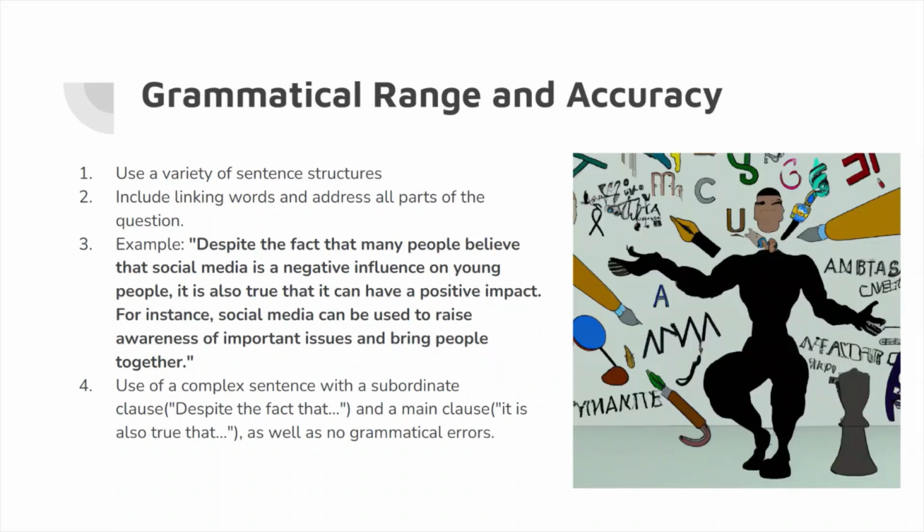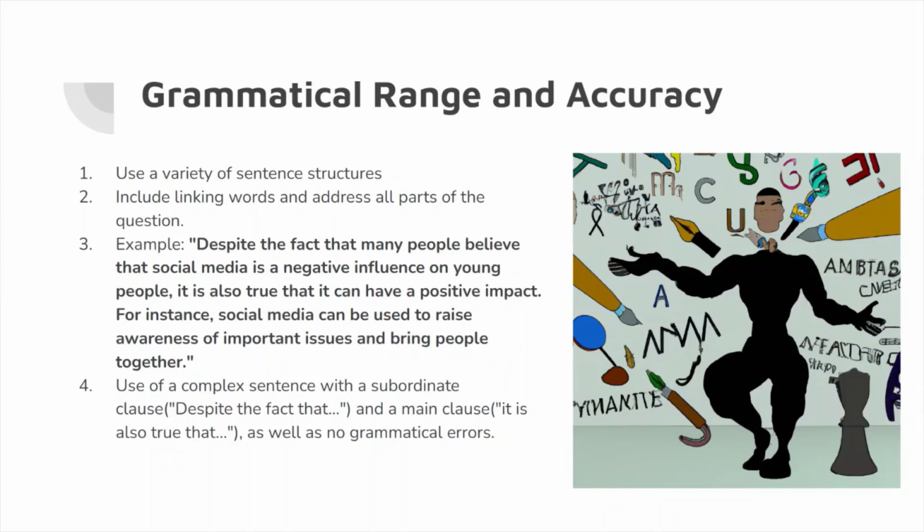The fourth band descriptor is grammatical range and accuracy, which is about the range and accuracy of your grammar. Many test takers usually struggle to score high in this category because of its assessment rubric. To score well in this category, use a variety of sentence structures and avoid making grammatical errors. Use complex sentences where appropriate and make sure you understand the grammar rules. Let's look at an example.